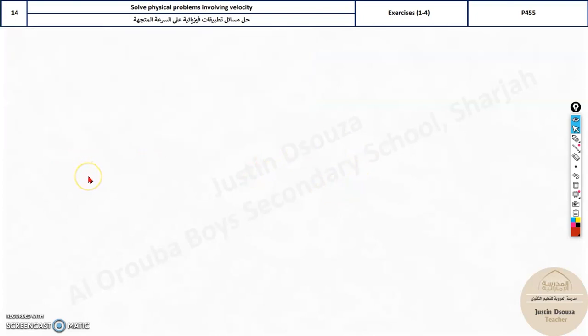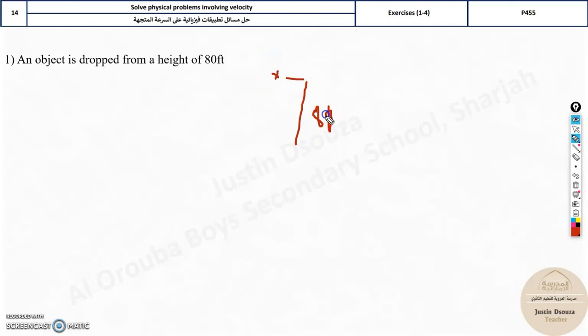Now we will look at how to solve them. Over here, the first one: an object is dropped from a height of 80 feet. What does that mean? It is being dropped from a height. The position we know, it's from here somewhere. 80 feet is the initial position. This is 80. Okay, do we know the velocity? Is it mentioned? No, nothing else. Only the initial position. So the initial position is 80 feet, whereas the velocity is unknown.